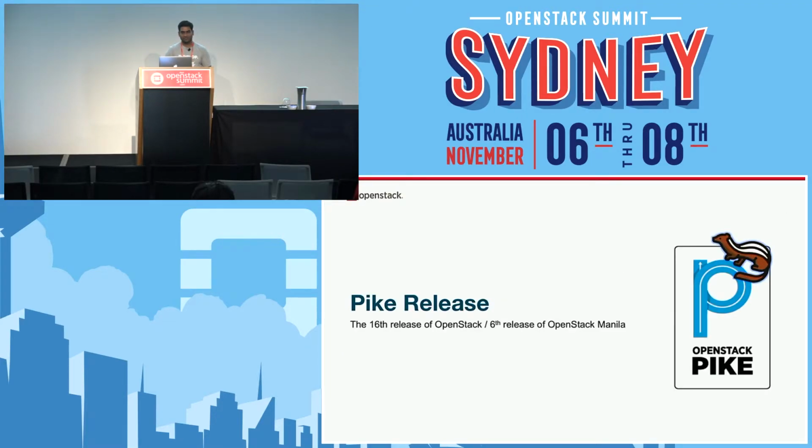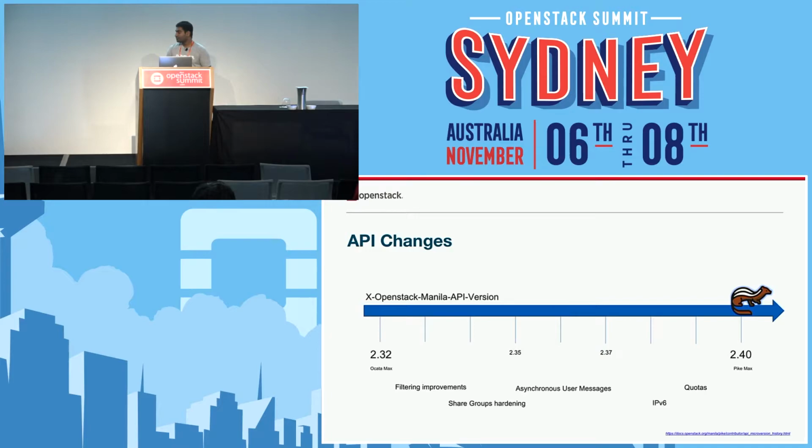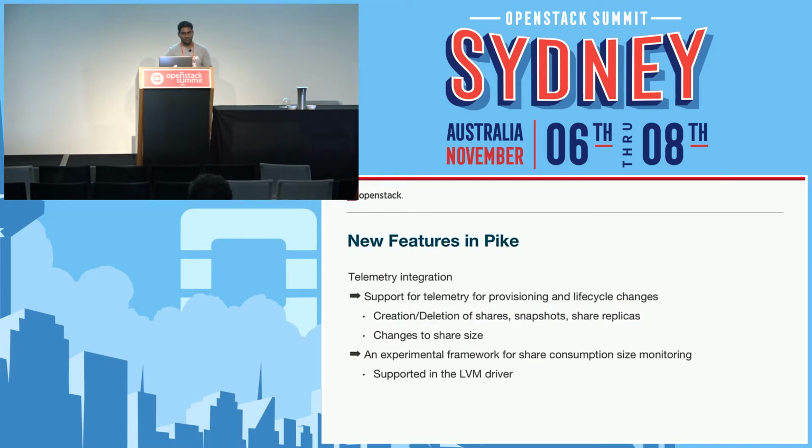So what's new in the 16th release of OpenStack, that is Pike, and the 6th official release of Manila? We have a lot of API changes. As you know, Manila was one of the first projects to implement API microversions. Our API was pretty stable through this release and has evolved about 6 microversions to provide support for some new features around filtering for resources, hardening of share groups, which were introduced a release ago, and some asynchronous user messages. That's a new feature that showed up in Pike for us, and support for IPv6, and some more quota controls for multi-tenant clouds.